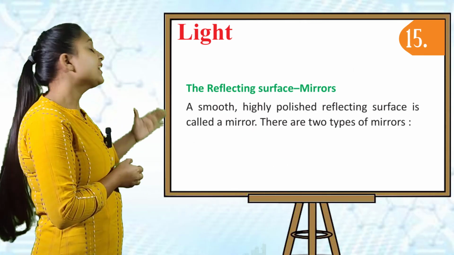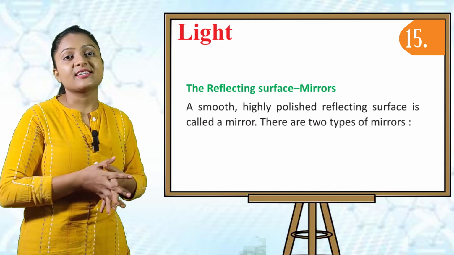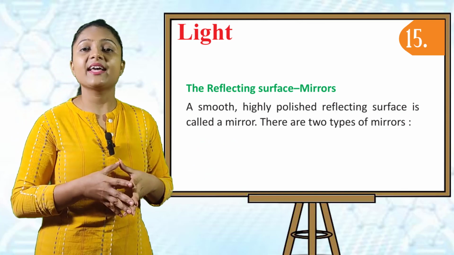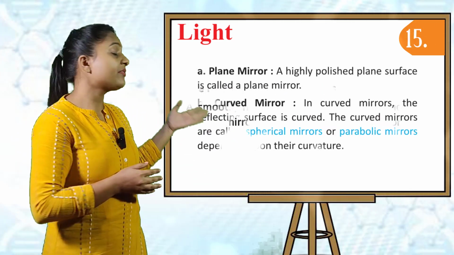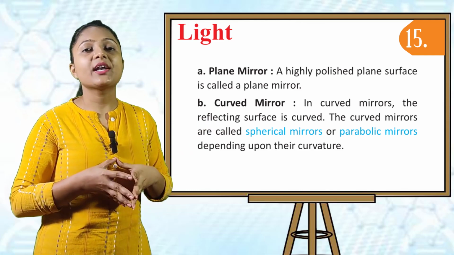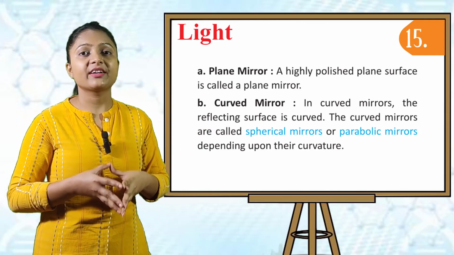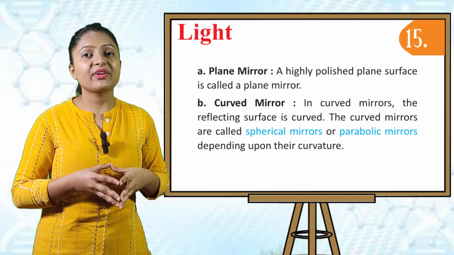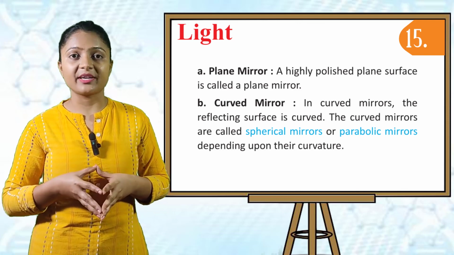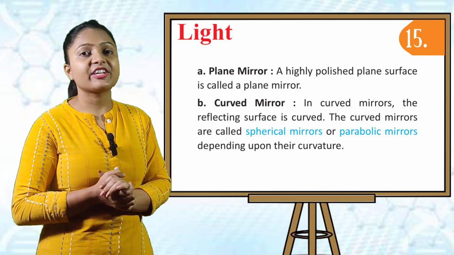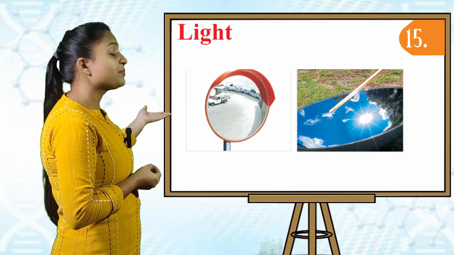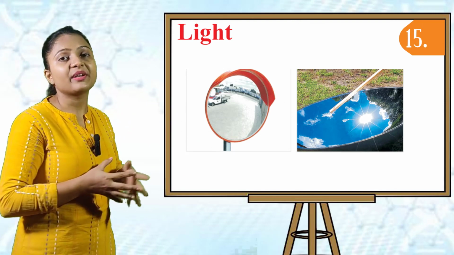Now let's look at the reflecting surface mirrors. A smooth, highly polished reflecting surface is called a mirror. There are two types of mirrors. Number 1, A, plane mirror. A highly polished plane surface is called a plane mirror. B, curved mirror. In curved mirrors, the reflecting surface is curved. The curved mirrors are called spherical mirrors or parabolic mirrors, depending upon their curvature. So, here are the images of two types of mirror as plane mirror and curved mirror.